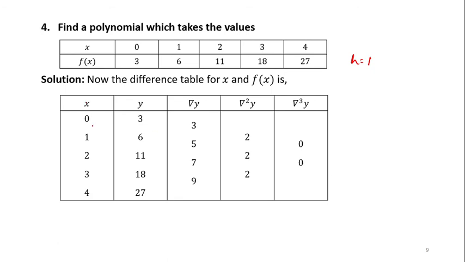Now, here in the first column, the last entry is denoted by xn. So here xn is equal to 4. And the value corresponding to xn is yn. So yn is equal to 27 here. And the last element of the column del y is denoted by del yn. So del yn is 9 here. And the last element of the column del square y is del square yn. So del square yn is 2 here. And the last element of the column del cube y is del cube yn. So del cube yn is 0 here.